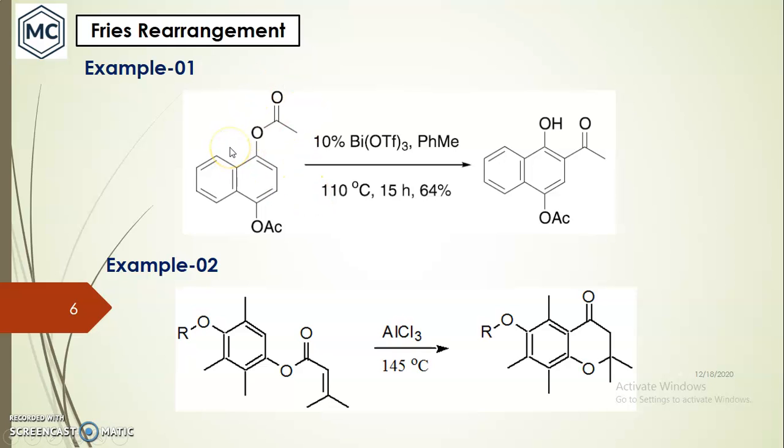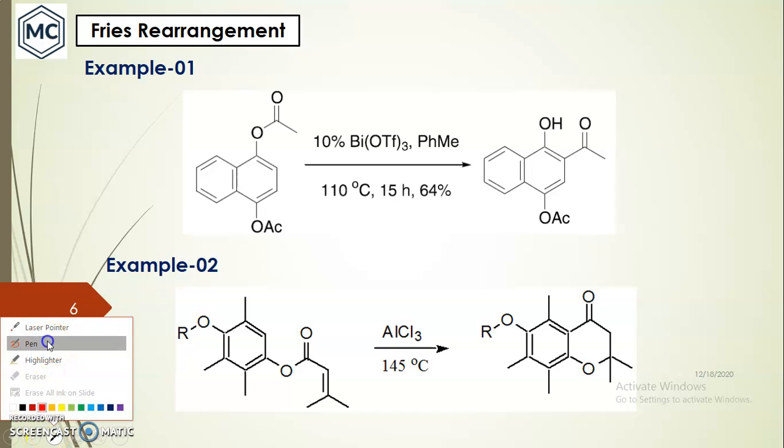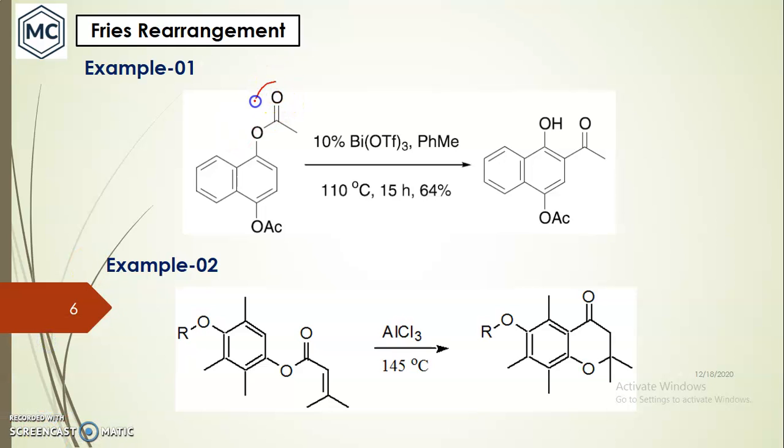Example for Fries rearrangement, and this is one example. You can see that this is the acylated part, and this part is acylated, and here this is the ortho position, and at this para position a substituent is already there. So this acyl group will migrate to the ortho position.